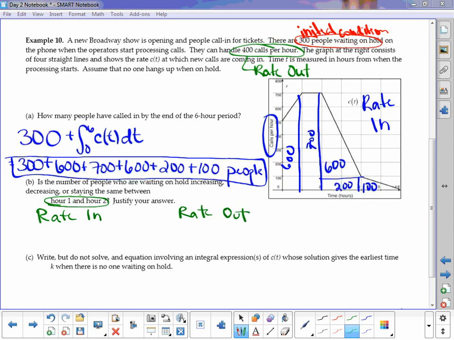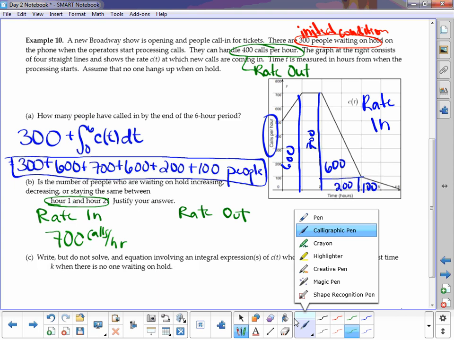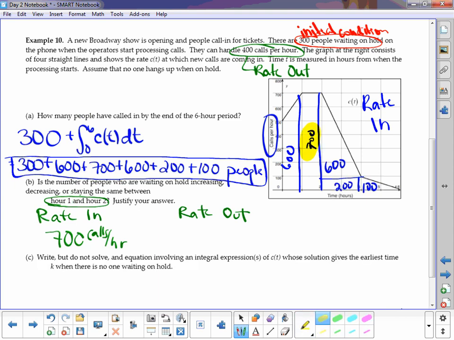How many people, or what is my rate of people being put on hold between 1 and 2? The rate of people calling in between 1 and 2. 700. Now, did that 700, somebody say, calls per hour? Now, did that 700 come from my amount I found under the curve? Did it come from this piece? Or did it come from the height of my curve? Good, the height, because the curve itself tells me my rate in.